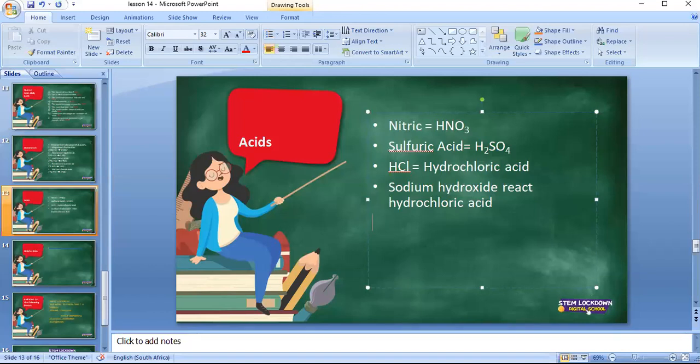Grade 9? So I'm still thinking. Sodium hydroxide, NaOH, yes, you're right, reacts with HCl. What do we get, grade 9? We get sodium chloride. How do we represent sodium chloride? NaCl, plus water, H2O.